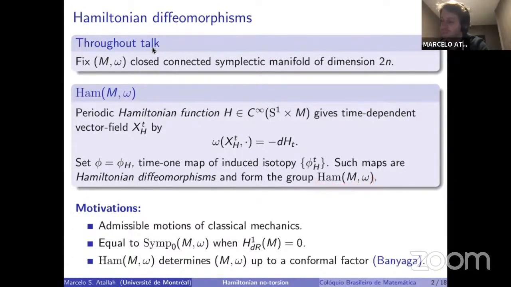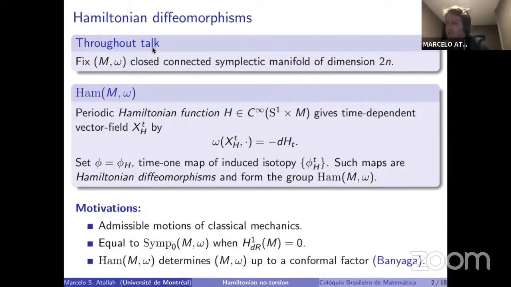The collection of such maps forms a group under composition, and that's the group of Hamiltonian diffeomorphisms that we're interested in. So a little bit about the motivations of why this is an important group in our field. To begin with, if you have a little bit of a physics background, or if you know a little bit about the history of the subject, this group captures all the admissible motions of classical mechanics.